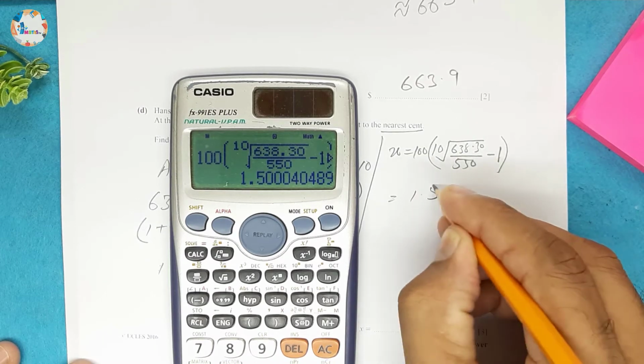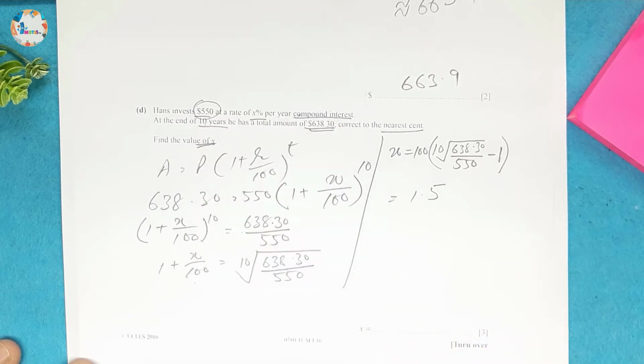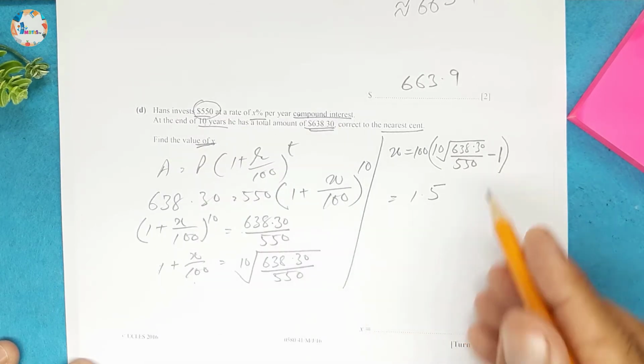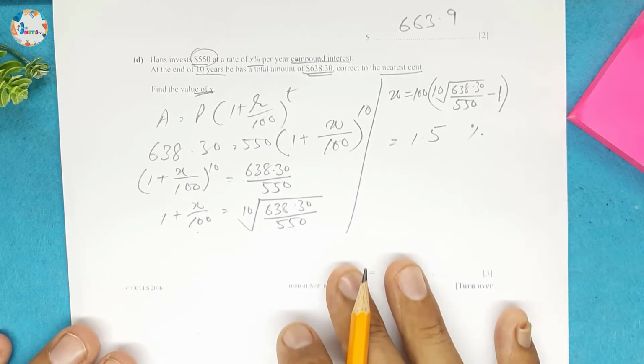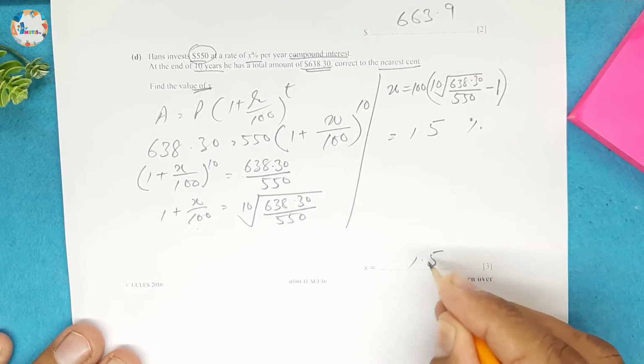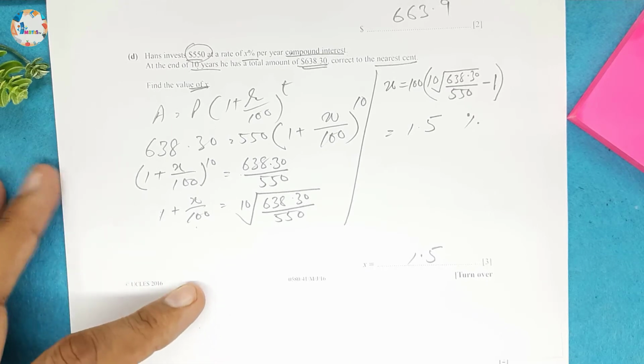So this will be 1.5000, so 1.5. Basically this X value, the rate, will be 1.5%, so we can write here X value is 1.5. This is done.